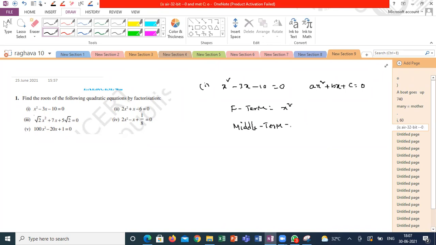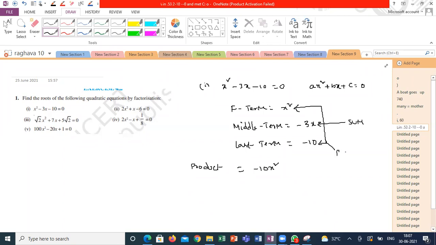is minus 3x, and the last term is minus 10. So my product should be minus 10x square, that is the product of first and last. Sum should be this one. The product should be the product of first and last, so the sum should be minus 3x. So what combination will we use? Minus 5x, 2x.